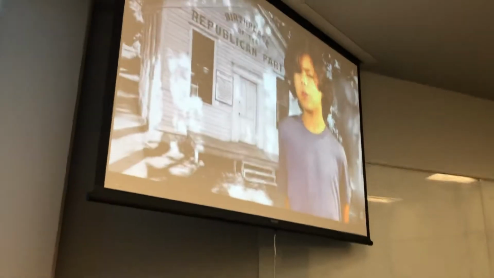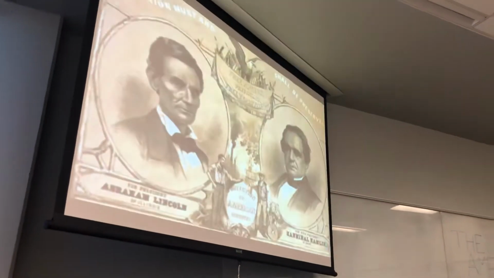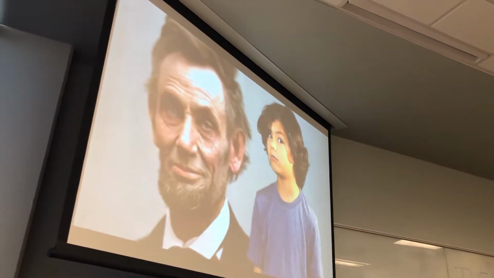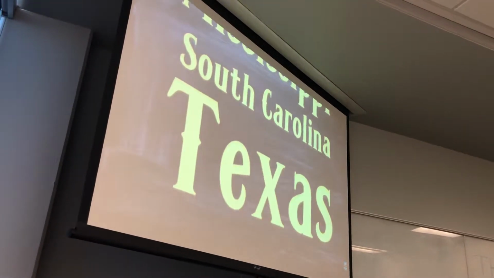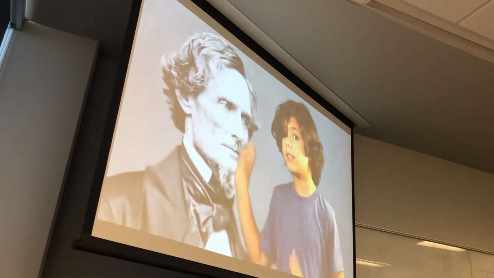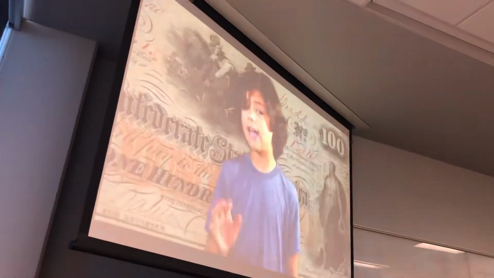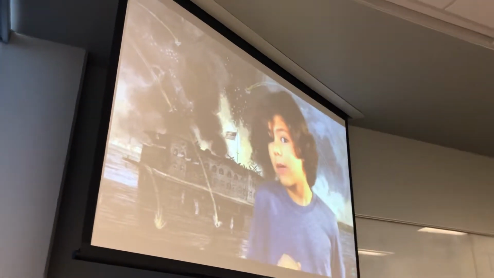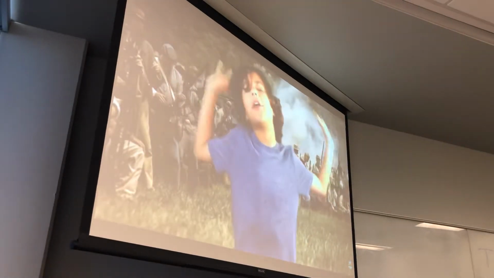A new political party called the Republicans ran on an anti-slavery platform. Their nominee was Abraham Lincoln. The South didn't like it when he won. A bunch of states left the Union, elected their own president called Jefferson Davis, called themselves the Confederate States of America, and even printed their own money. And the war started when the Confederates attacked Fort Sumter, and everyone had to pick a side.